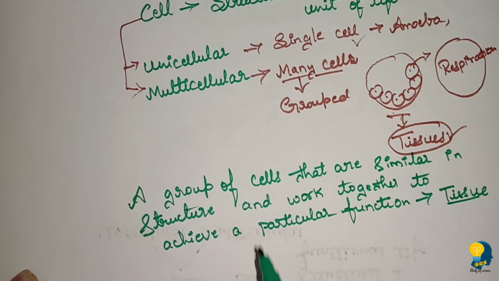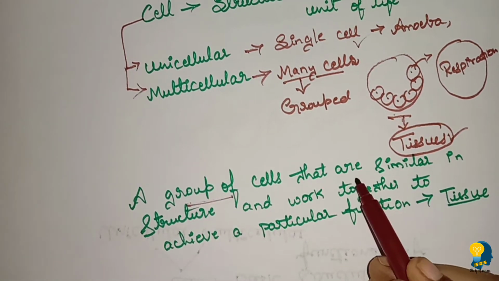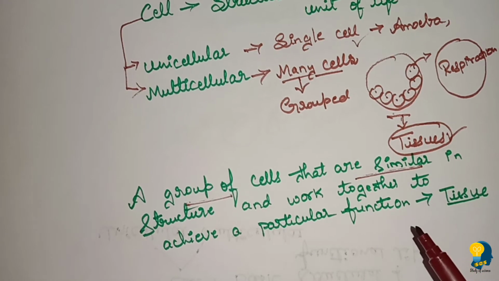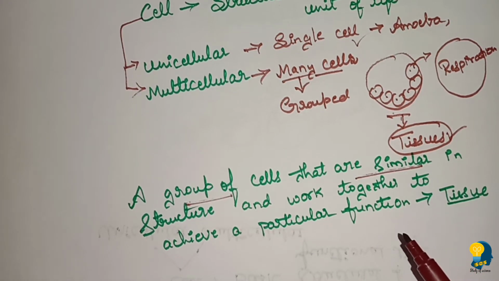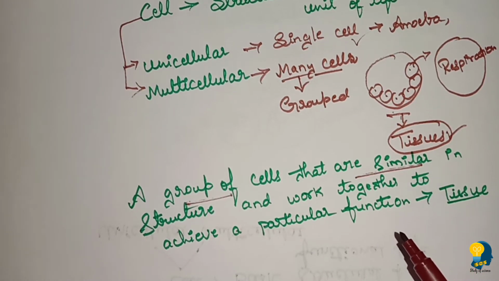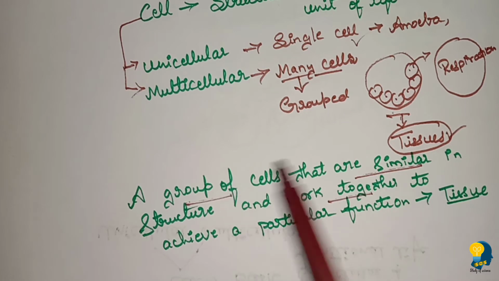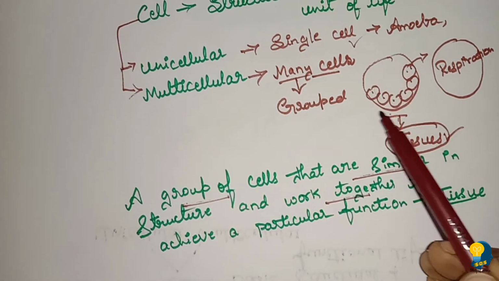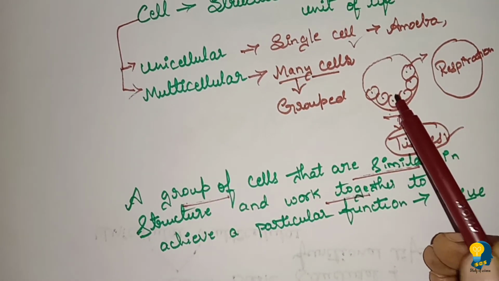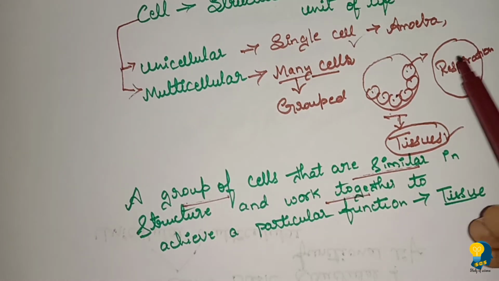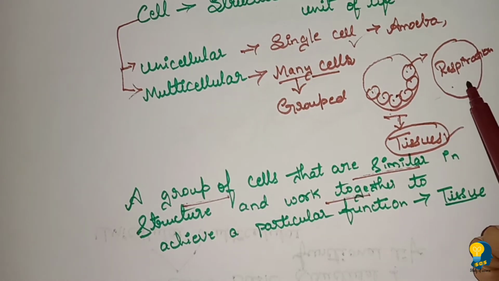As I told you, tissues are groups of cells. They have similar structure. That means they are not completely identical, not completely the same, but they look similar, and they work together. As I told you, one group of cells works together to perform the activity of digestion, and another group of cells works together to perform the activity of respiration, right?